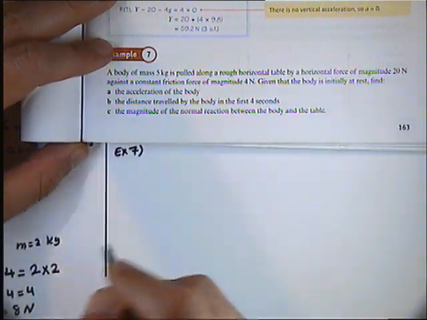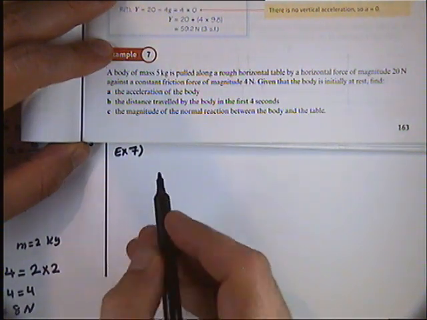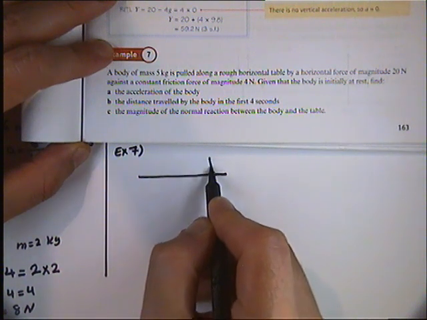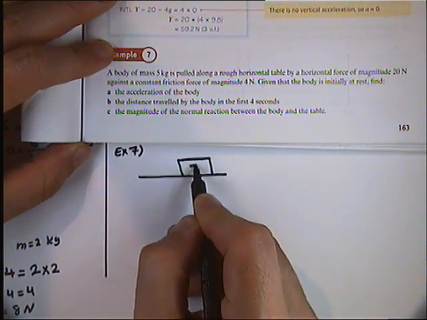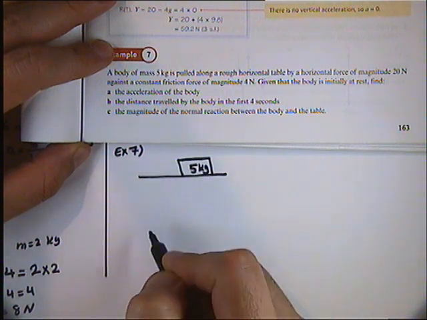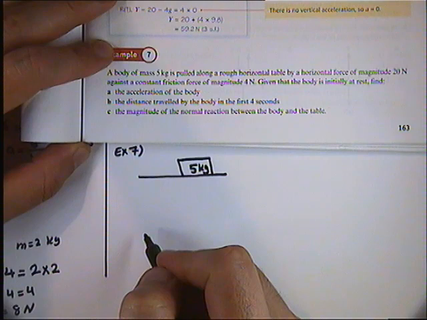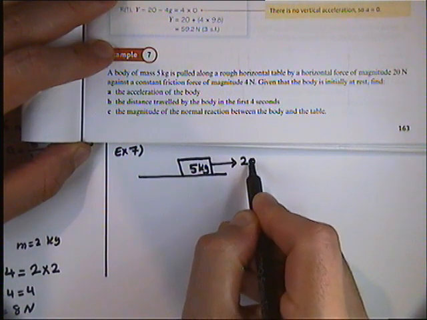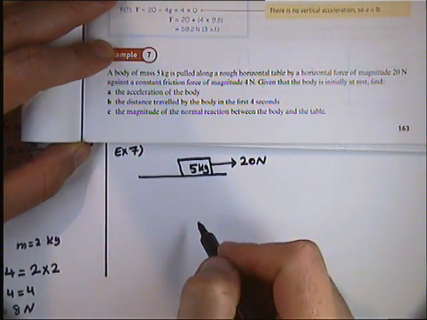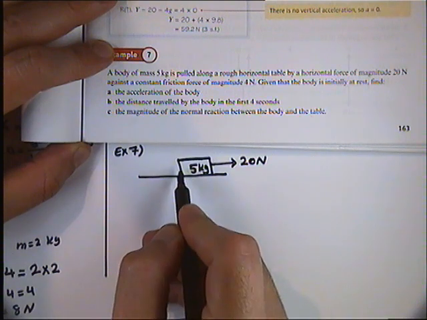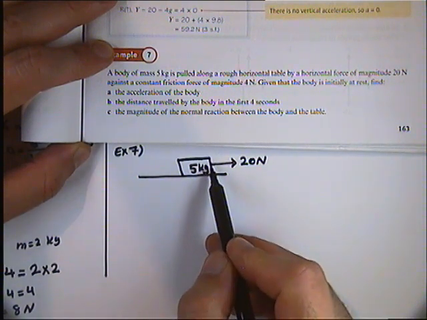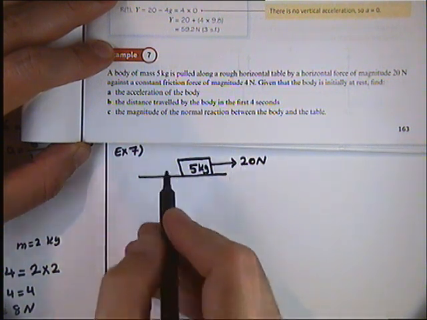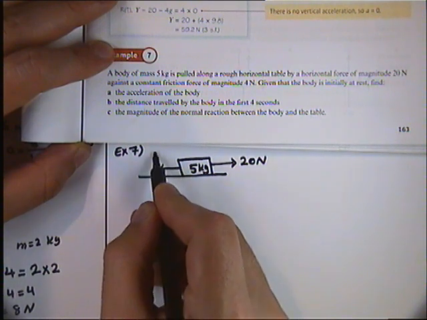Example 7. A body of mass 5 kg. So let's say there is a table, and the 5 kg body is pulled along a rough horizontal table by a horizontal force of magnitude 20 Newtons. Let's say 20 Newtons here, against a constant friction force. If 20 Newtons is in this direction, the friction must be in the opposite direction, 4 Newtons.